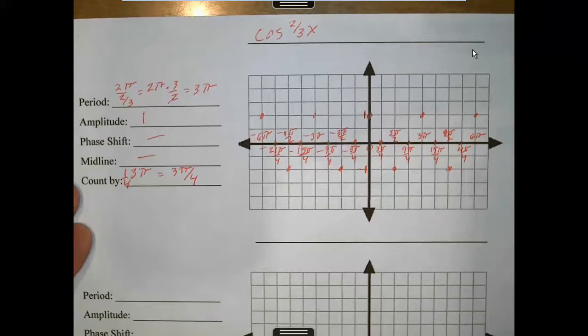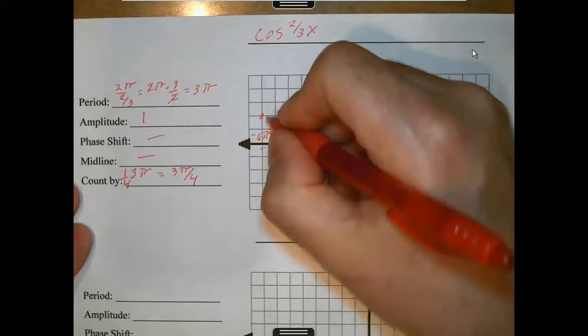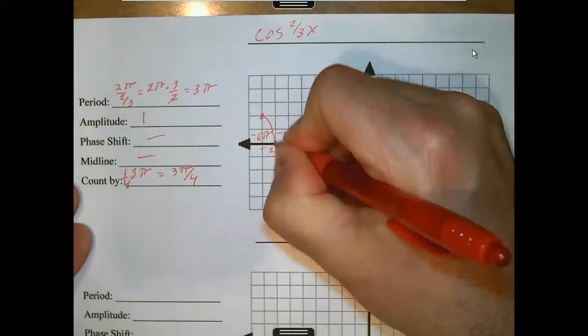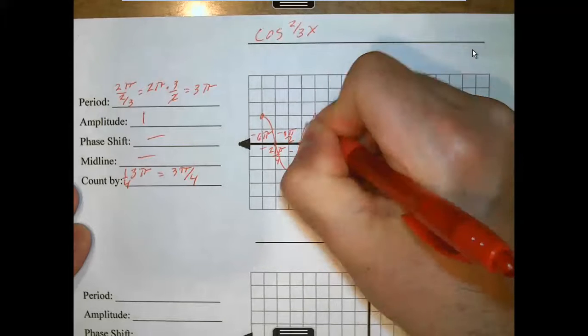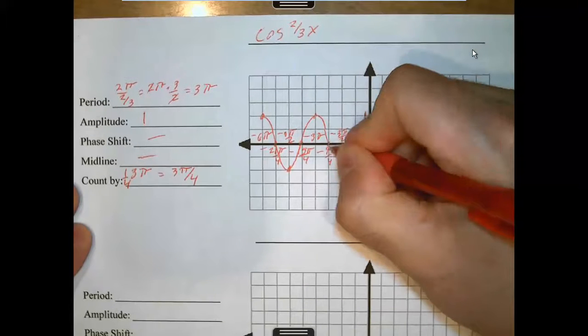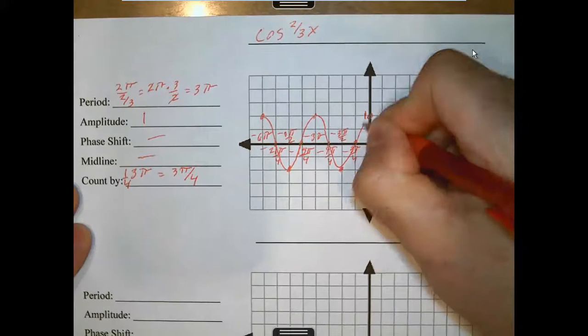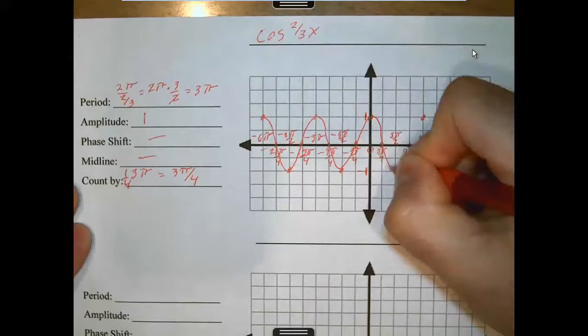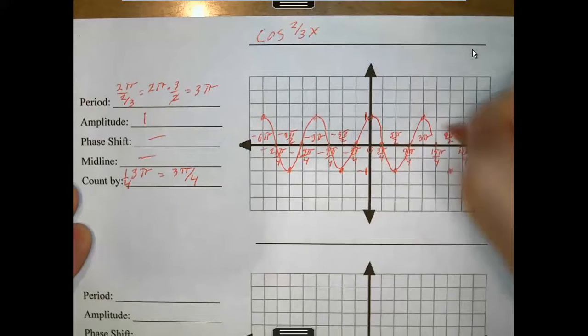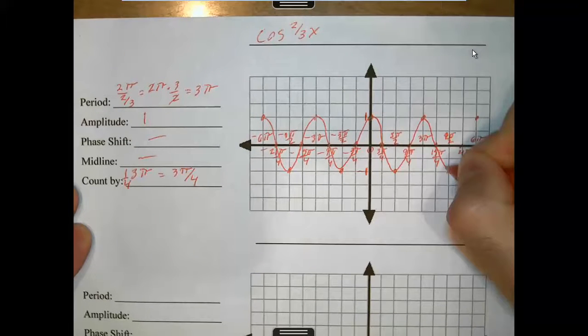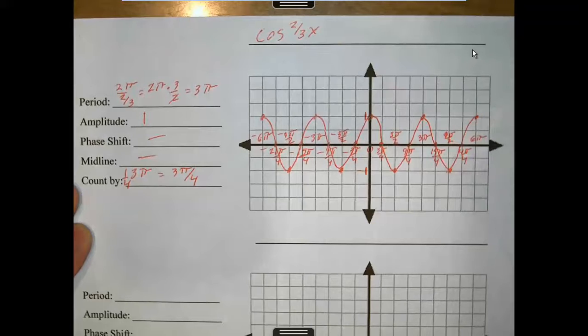Another common mistake I see with people on tests is they make points. Remember, these are waves. So make a wave. Don't make points. Make your waves. I just make my waves, connect all my dots with waves. There you go. There is graphing cosine by hand, that first graph.